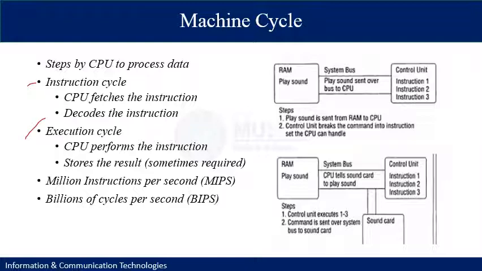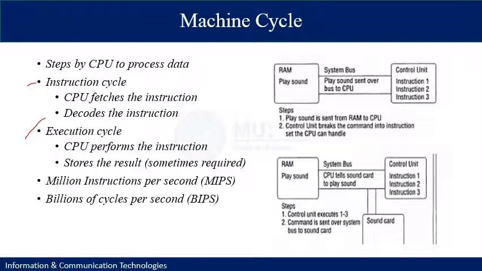In the instruction cycle, the CPU fetches the instruction from the memory and decodes the instruction. In the execution cycle, the CPU performs that decoded instruction and stores the result. Sometimes storing is required, sometimes it is unnecessary. Usually these instructions happen at a really rapid pace, measured in millions of instructions per second and even billions of instructions per second.